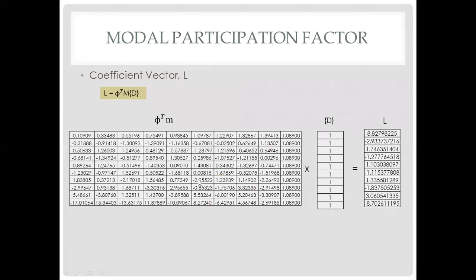And then, next, we solve. I multiplied the transposed eigenvector times the mass, and this is the result. Then, we multiply it with the directional displacement vector, and this is the result. This is the coefficient vector. So, we now have L.